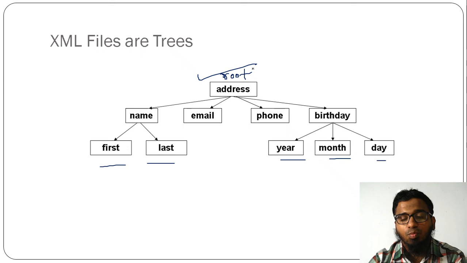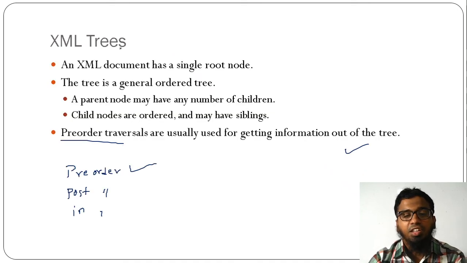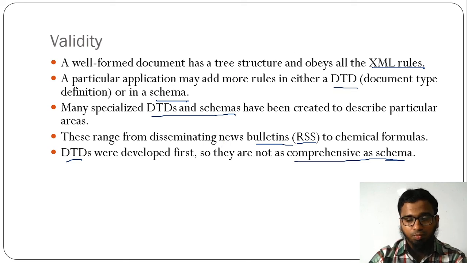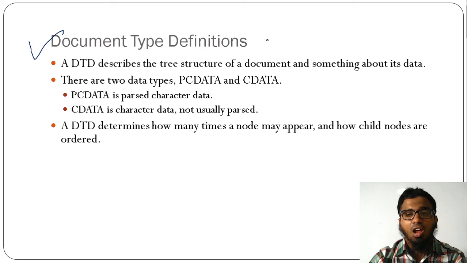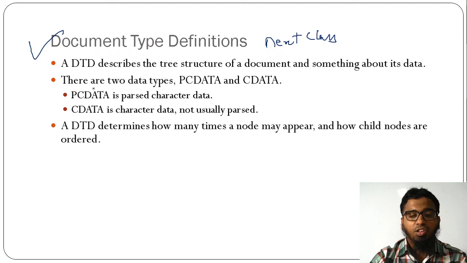The root node is the base node, it has many children, and children can also have siblings. An XML tree will follow the pre-order, a parent node may have any number of children, and child nodes are ordered and have siblings, as I told you. Validation, DTD and schema are very important in XML. We will see them in the coming classes. So in the next class we will see the DTD, document type definition. Okay, thank you.